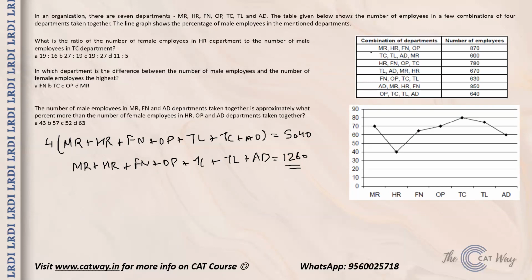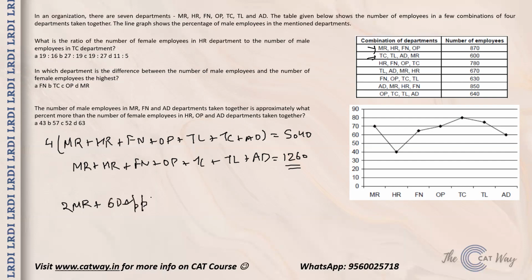Or you can consider anything. You can consider HR, FN, whatever you want. Now MR was the first one, so I'm considering that. Suppose we take two groups in which MR is constant, but the remaining 3 are all different. That combination you get in the first and the second one as well. Okay, so we got this. So what do you have? You have 2 MR plus the remaining 6 departments.